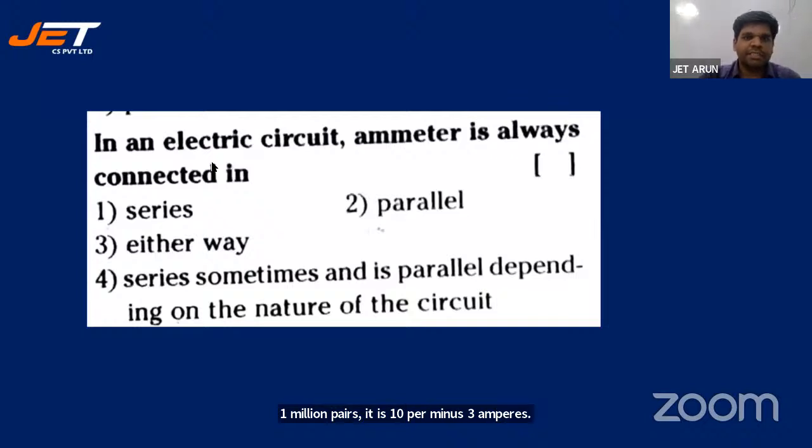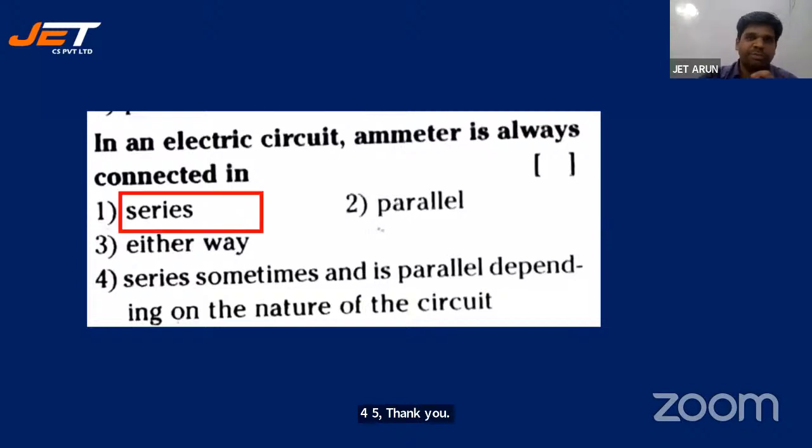Look at the question, students. In an electric circuit, an ammeter is always connected in series, parallel, either way? Series sometimes and parallel depending on the nature of the circuit? That is absurd. Ammeter is always connected in... Excellent. Consistent response. Okay, one wrong answer, two wrong, three wrong, four wrong answers. That's what I'm telling you. The whole idea behind the practice session is attempt, commit a mistake, that's okay. Correct your mistake. It's series. Ammeter is always connected in series, students. No matter what the circuit is, ammeter functioning is series. It's designed to work in series. All right, let's look at the next one.